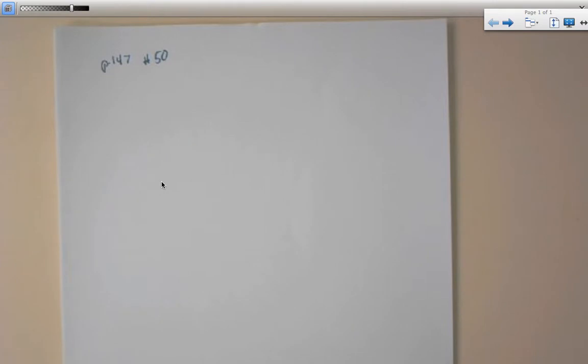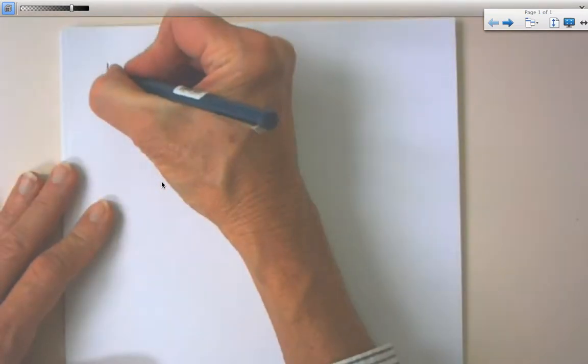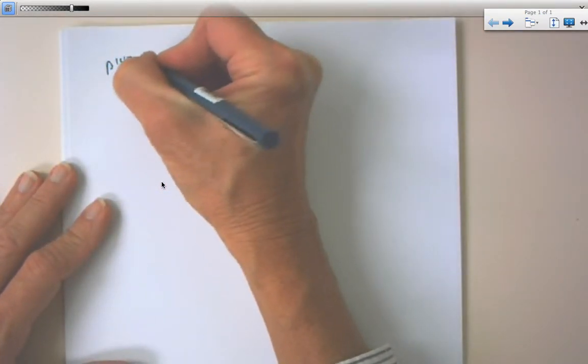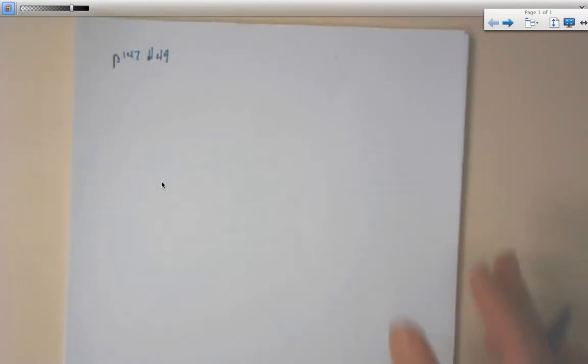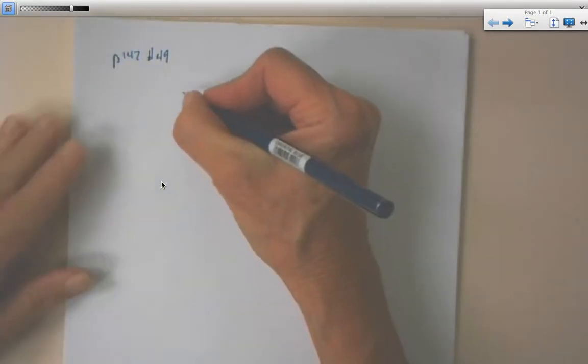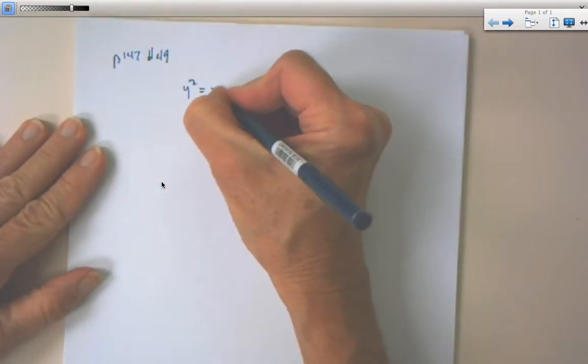It says to find the second derivative with respect to x. In fact, I've changed my mind one more time. I'm going to do number 49. So put that one away. Page 147, number 49. I apologize, but I just need to find one that gives you good practice for the quiz. Okay, and 49 is y squared equals x cubed.